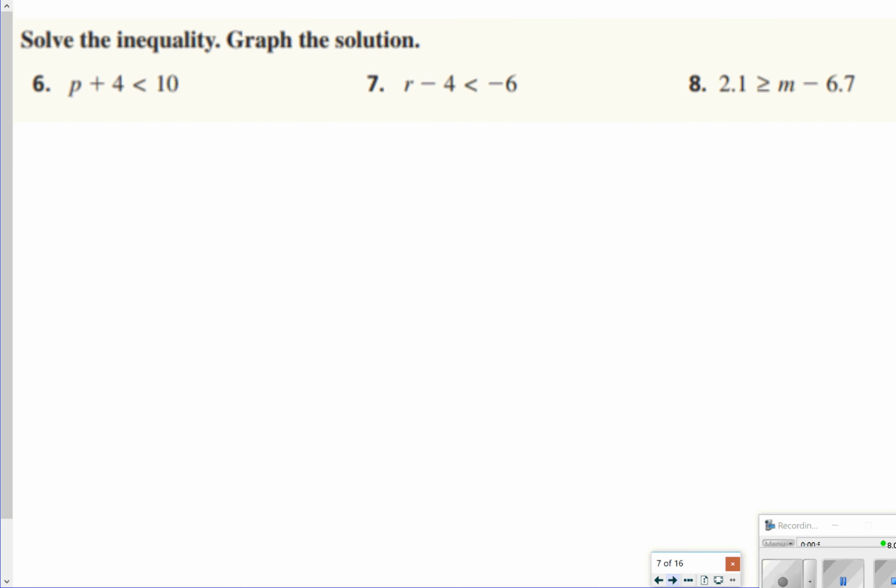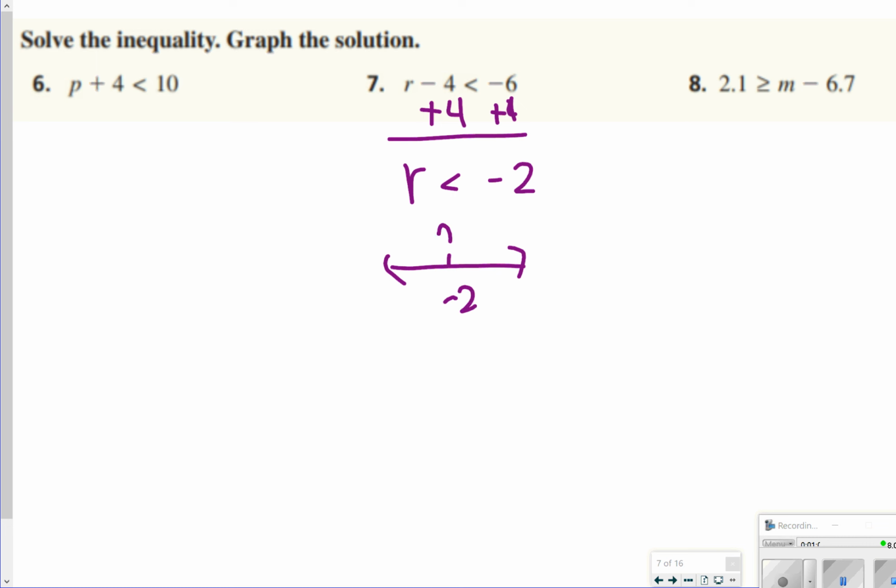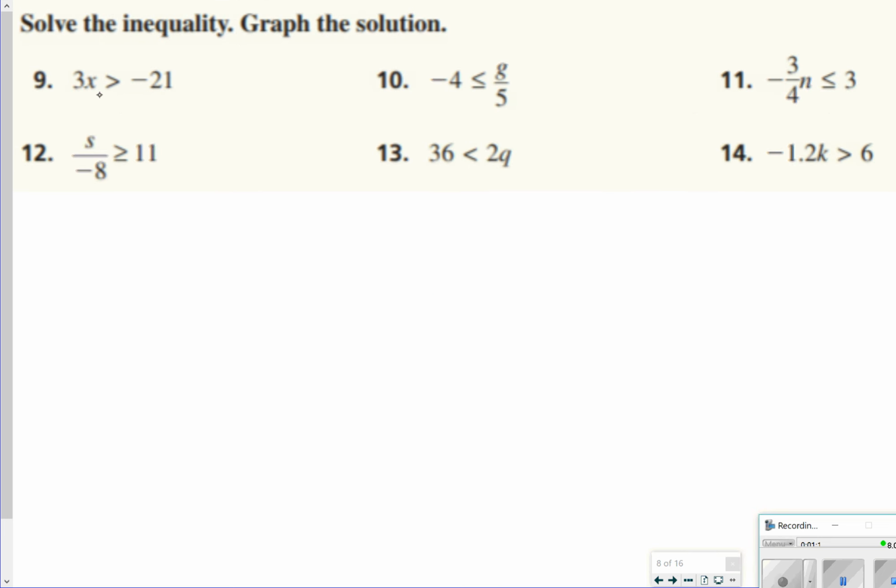For number 7, you're solving the inequality and then graphing, so we're going to add 4 to both sides. So r is less than negative 2. That's going to be an open circle above the negative 2 and pointing left. For number 9, you should have divided both sides by 3 so that x is greater than negative 7. Again, when you graph that, you're going to get an open circle pointing to the right.